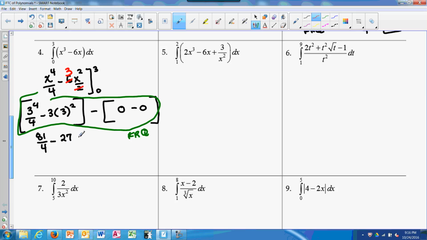For my multiple choice, I would have to find a common denominator. So I have 81 over 4, minus 108 over 4. So negative 27 over 4.